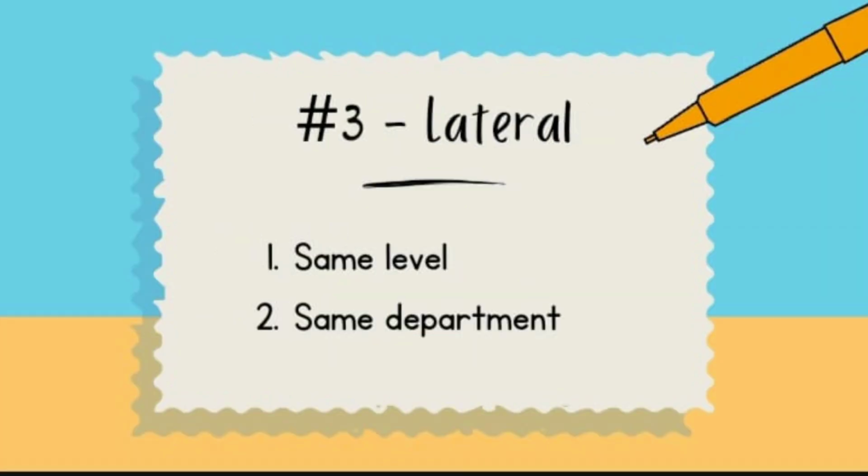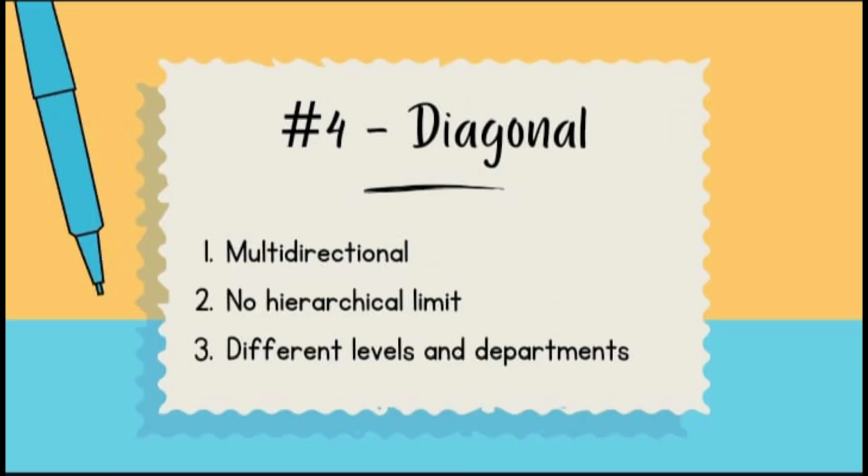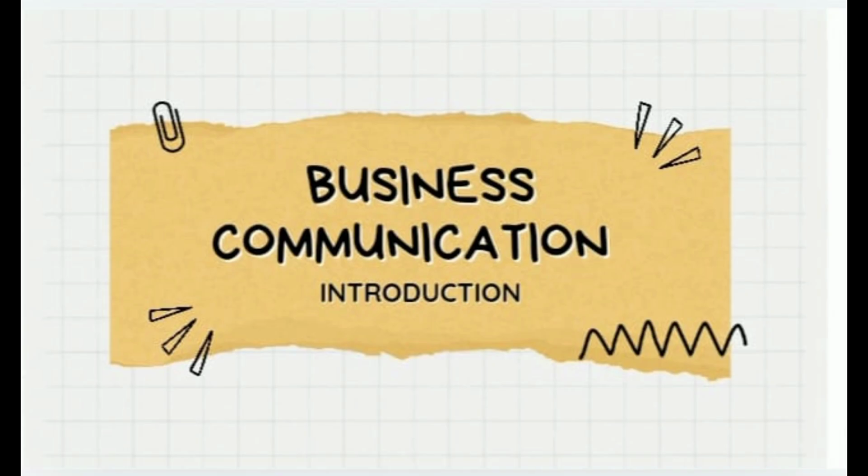Lateral communication occurs between people at same level within an organization. It includes same department, same level. For example, colleagues working on a joint project. Diagonal communication is when communication happens between people at different levels and different departments within the organization. For example, a marketing team manager communicating with a senior IT manager, etc.